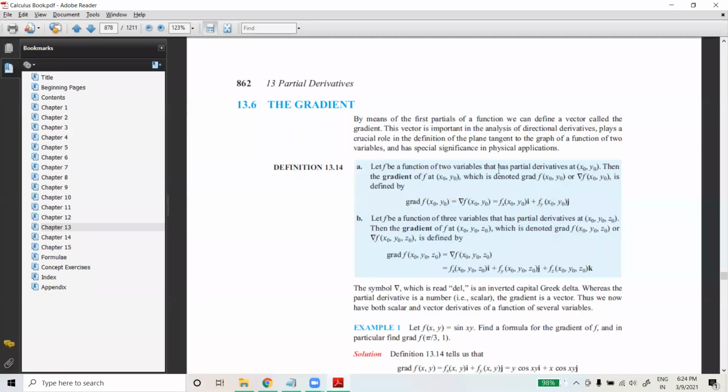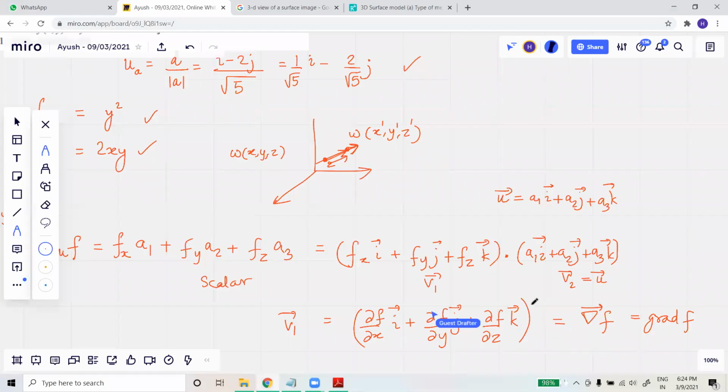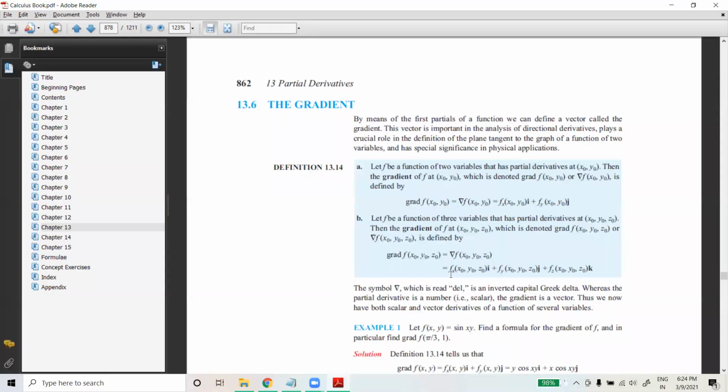Let f be a function of two variables. Oh, now there are three variables. Partial derivatives, three variables. The gradient is defined as this. This is what we have written ultimately in the last one. At that point, they have evaluated everything at that point also. The gradient at the particular point. Gradients at different points are different. So they have evaluated fx, fy, fz: fx i vector, fy j vector, fz k vector.